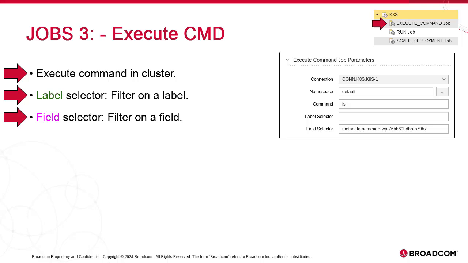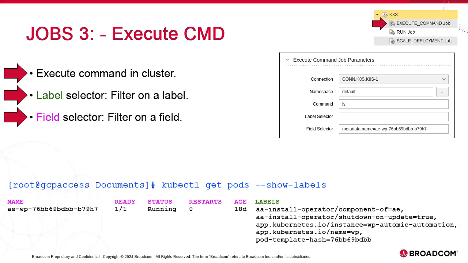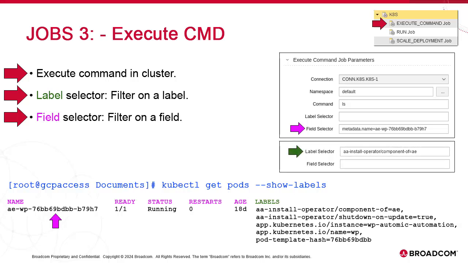The kubectl get pods command with the show labels option produces a list of pods and fields, name, ready, status, and so forth, as well as all the labels assigned to those pods. You can type in the information in either field, say metadata.name equal and the name of the pod, or label equal and the value name, and the command executes in all of the pods that match that label.